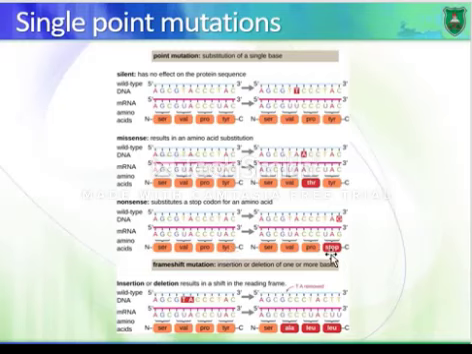Same idea here. If the amino acid changes, it affects the structure and maybe will affect the function of the protein. The third type of point mutation, we call it nonsense mutation. So a normal codon for a certain amino acid can be changed into a stop codon.